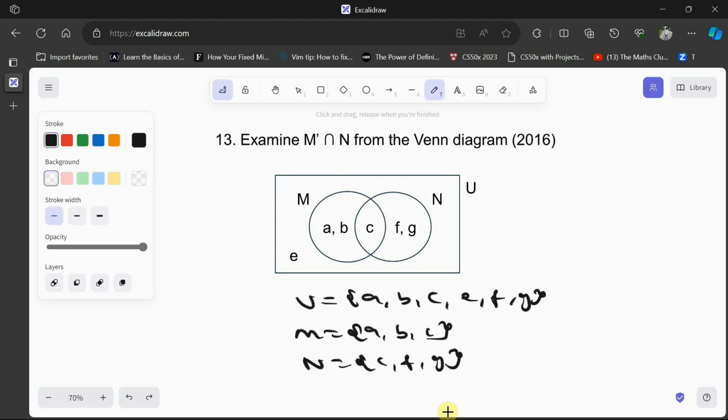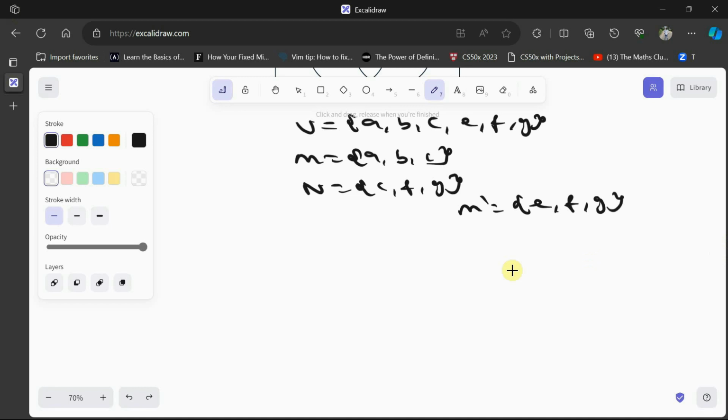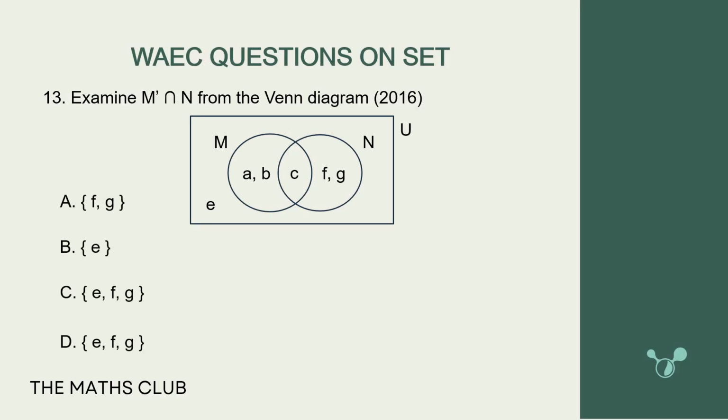So it's telling us that we should find M prime. If I say M prime, that is going to give me e, f, g. So if I do M prime intersection N, what is common in both of them? We can see f is common and g is common. So this is f comma g. This is basically it. Let's see if our answer is correct. From these options, we can see that our answer is option A. Great. Well done to us. Let's go to the next question.